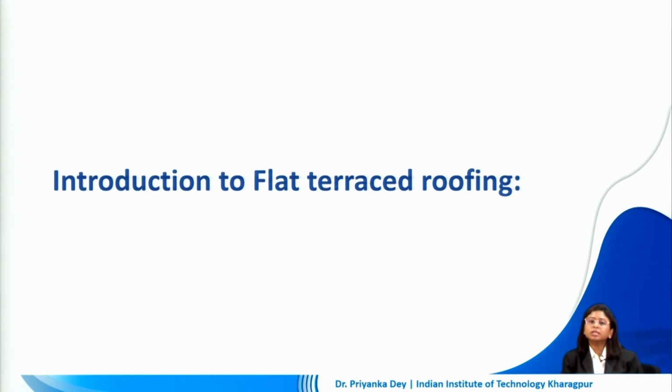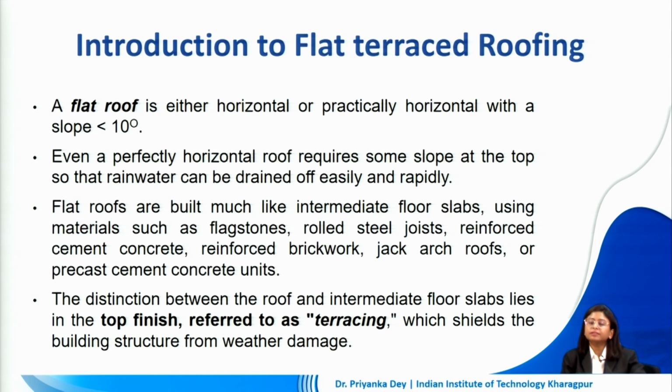So let's learn a little bit about flat terraced roofing. So what do we mean by a flat roof? Any roof which is either horizontal or practically horizontal with a slope less than 10 degrees is going to be referred to as a flat roof. So even a perfectly horizontal roof requires some amount of slope. It is never 100% flat. We do not make it at 0 degrees. At the top there will be a certain slope to it, even if it is a very minuscule slope, because the rainwater has to be drained off easily.